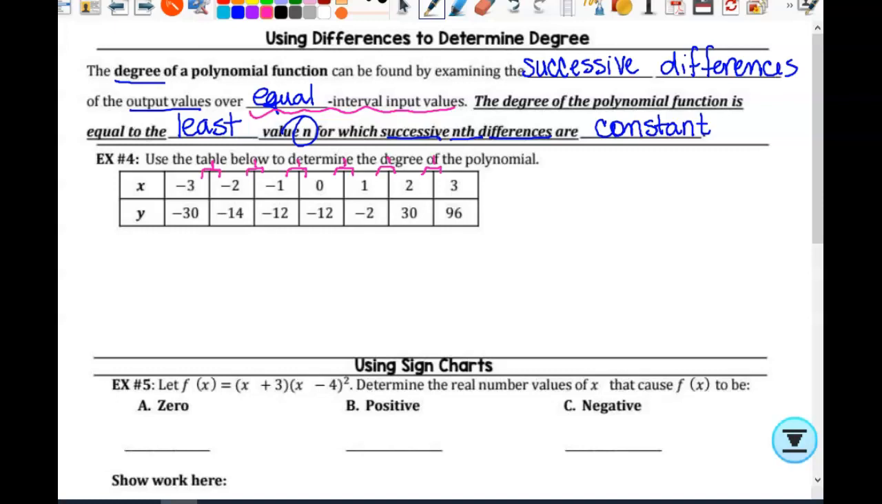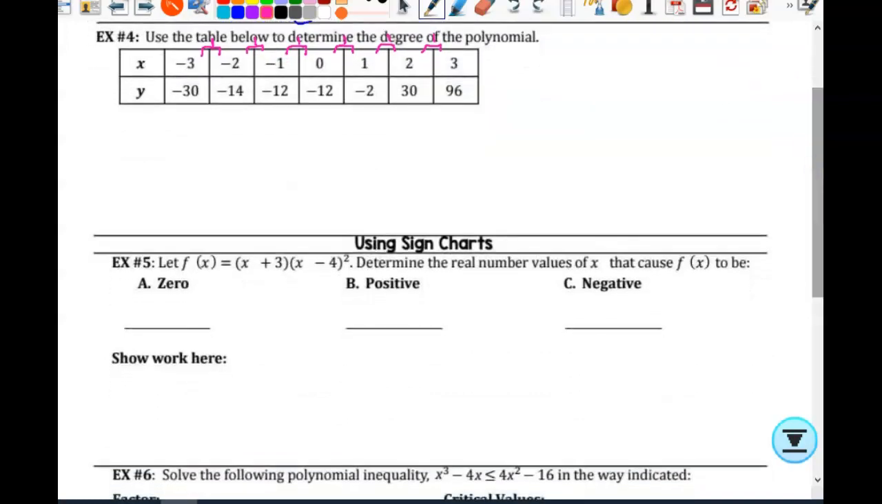Then the other thing is, some of you got lucky on some of those answers, or you were totally wrong, because you can't add and subtract positive and negative integers. That's a huge problem. So when I do this, negative 14 minus a negative 30 is 16. Negative 12 minus a negative 14, 2. Negative 12 minus a negative 12, 0. Negative 2 minus a negative 12, 10. 30 minus a negative 2, 32. 96 minus 30, 66. Okay, so these are my first differences. They are not constant, therefore I know it's not linear, right?